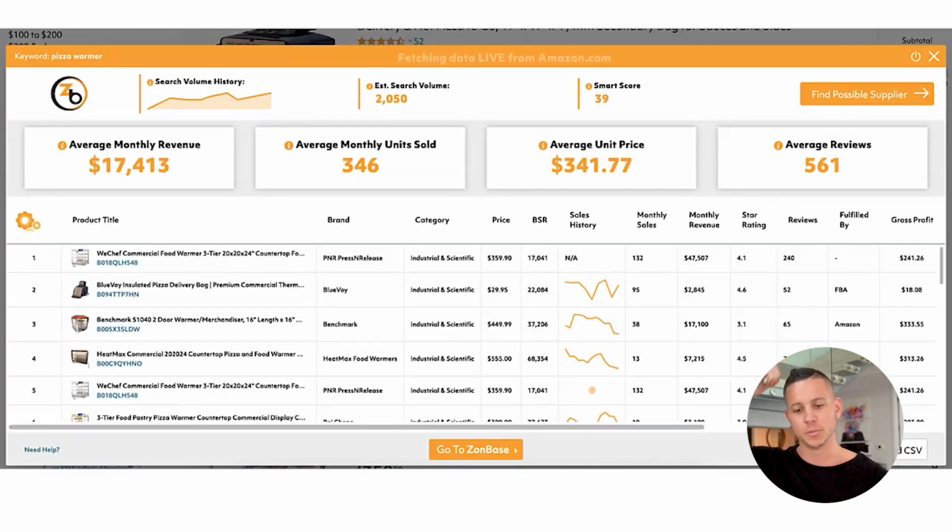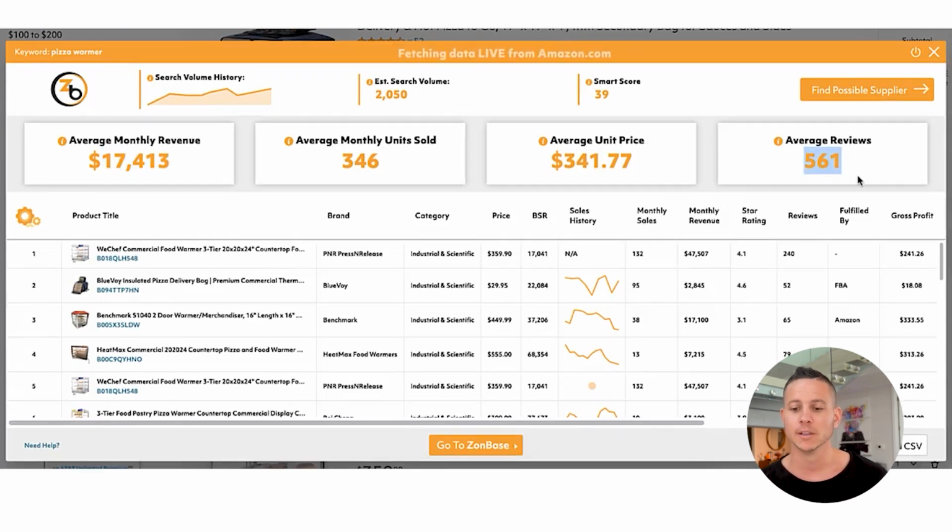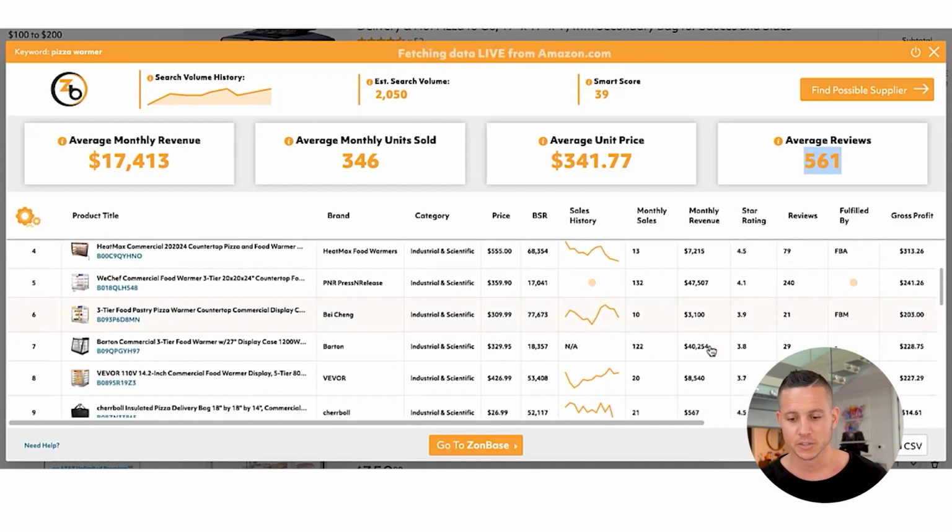And so when we jump back to this first product, we can see some much more important numbers related to Pizza Warmer, right? We can see that the average monthly revenue is over $17,000, which is good. I like to look for products that have over $10,000 a month. Assuming a 20 to 25% conservative profit margin, I wanna make sure that it's worth my time, right? We can see that the average reviews are a little high, but we do see that there are some that are actually pretty advantageous. We can see that this product does over 17K a month with only 65 reviews. This one does 40K a month with only 29 reviews.